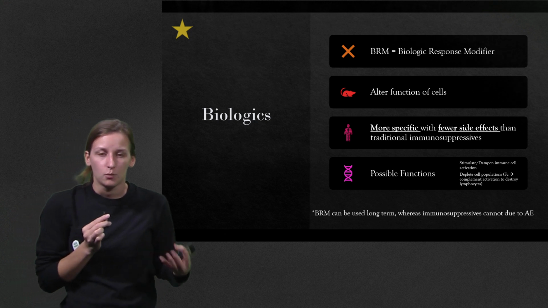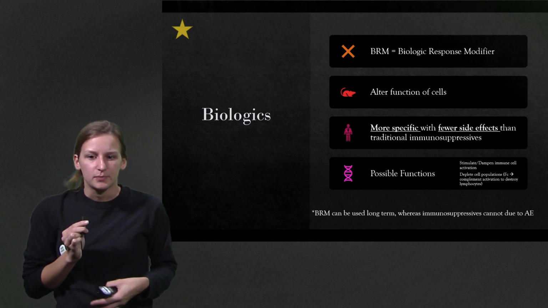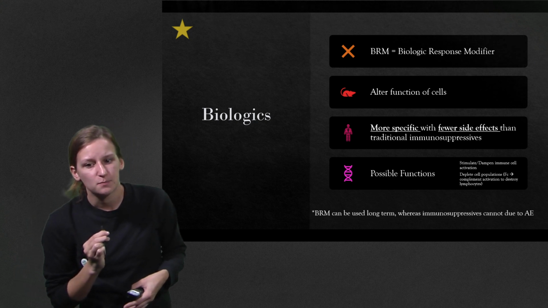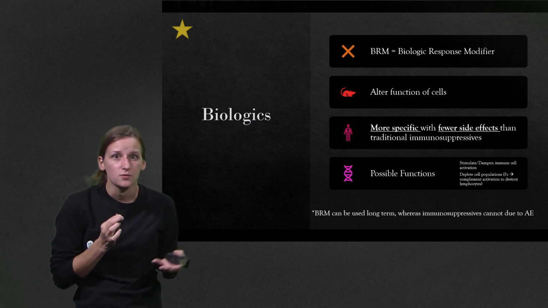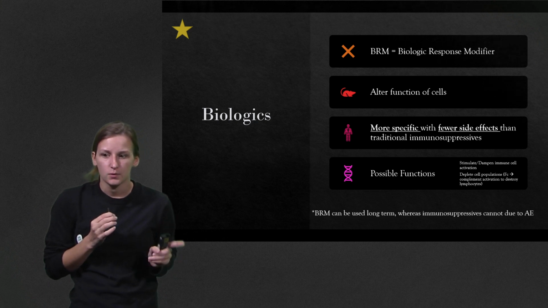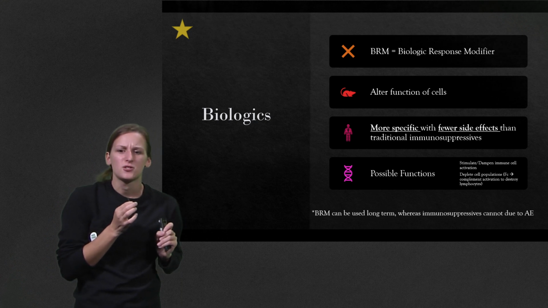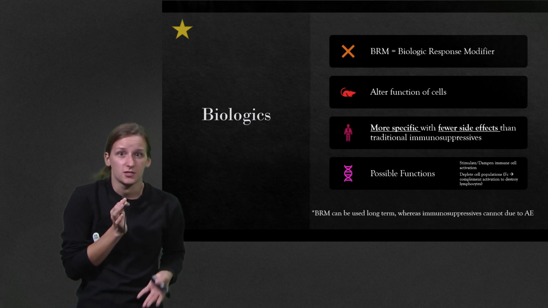Is it a poor immune system? Is it an overactive immune system? And then you can deplete different cell populations. So if it's B cells, you can reduce B cells. If it's T cells, reduce T cells. And another benefit that I wanted to point out was that biologics can be used a little more long-term, whereas immunosuppressive agents cannot due to those adverse effects.